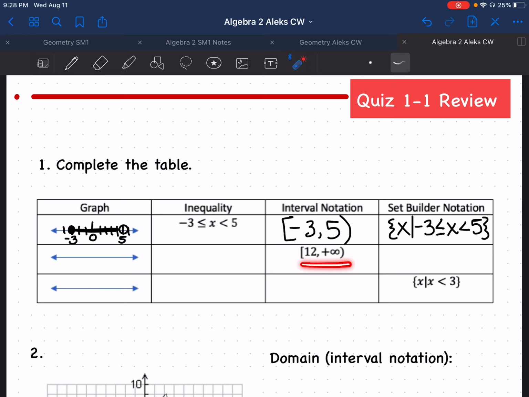All right, let's take a look at the second one. Notice they gave us the interval notation. From the interval notation, I could do the graph. So it looks like I'm going to start with my point at the 12. My point is going to be closed because of the bracket, and it's never going to end because it's heading towards positive infinity.